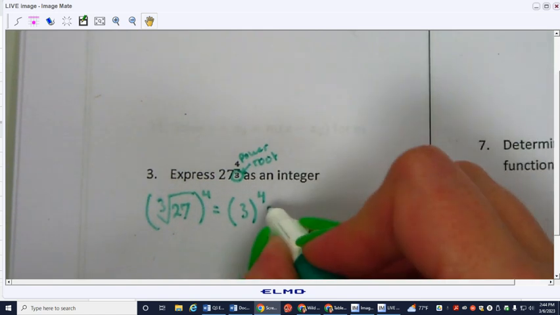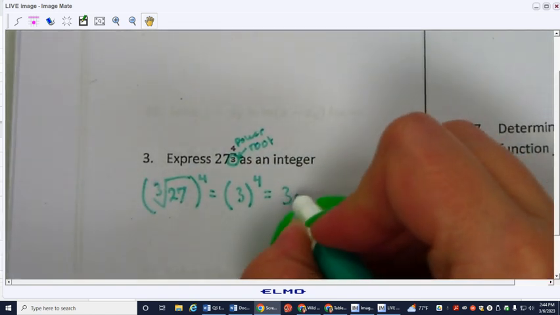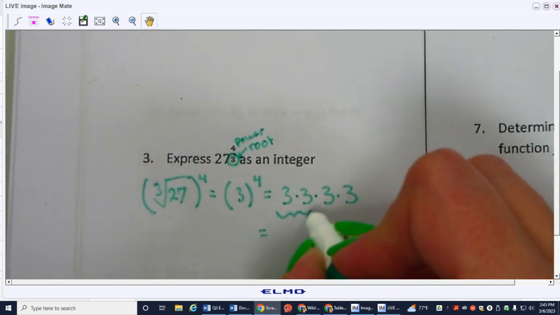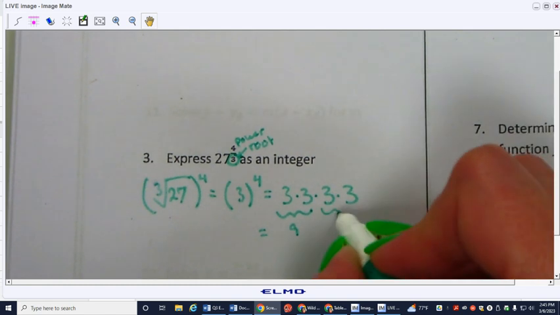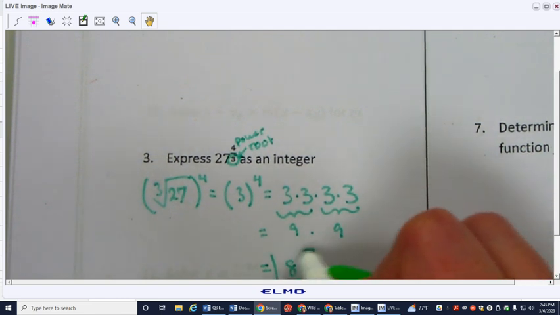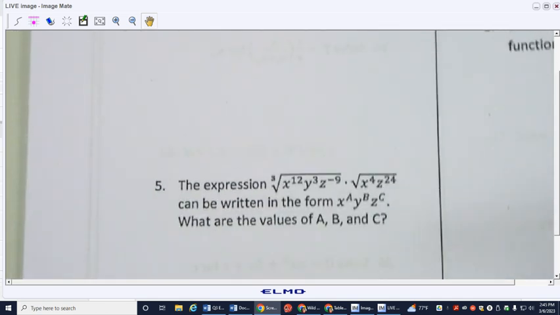Now, I don't have perfect fourths on the board, so what I'm going to do is just multiply it out. 3 times 3, 4 times. The easiest way for me to do that is to say 3 times 3 is 9. I have 2 of those. So then 9 times 9 is 81. Questions on 3? All right, we're going to skip 4 and we're going to go to 5.